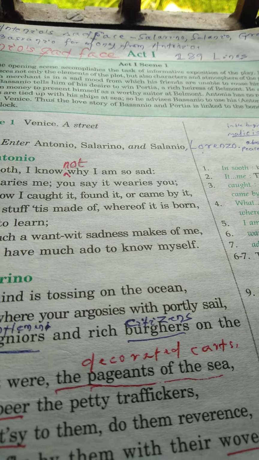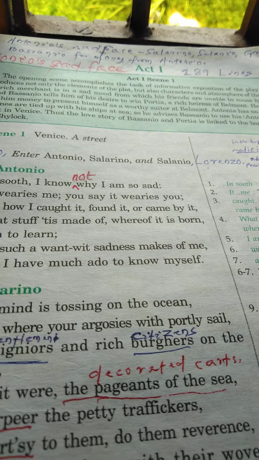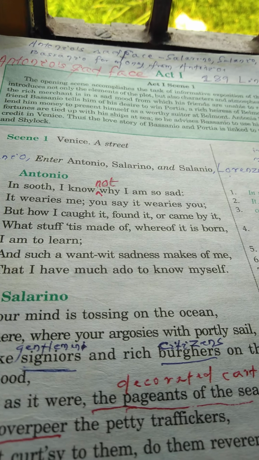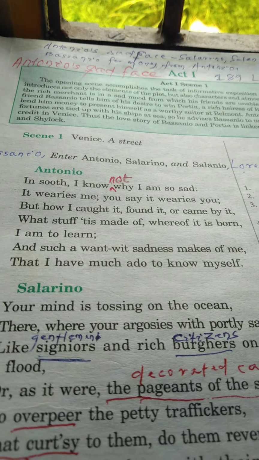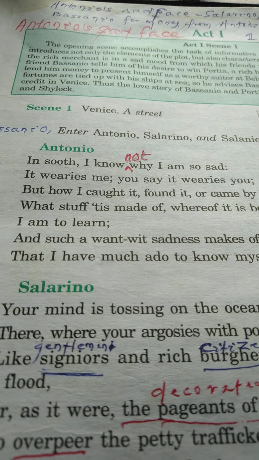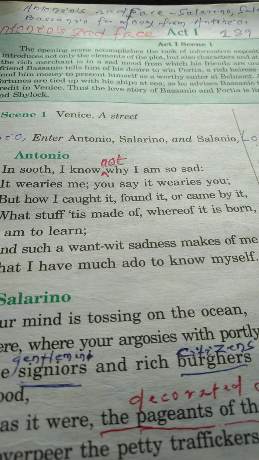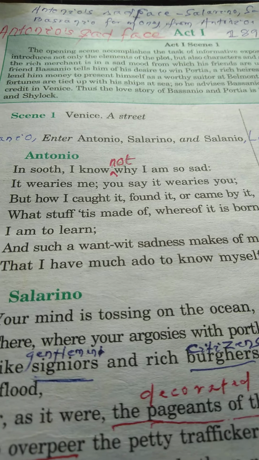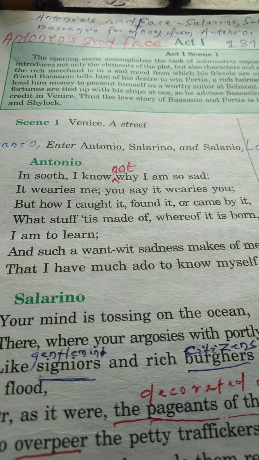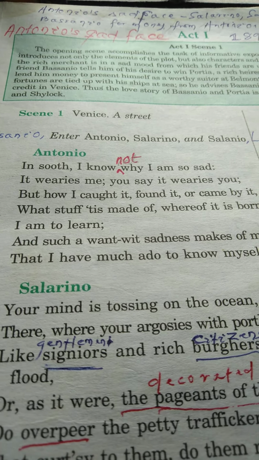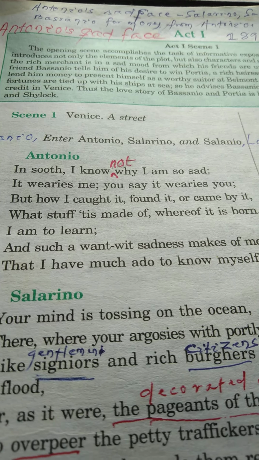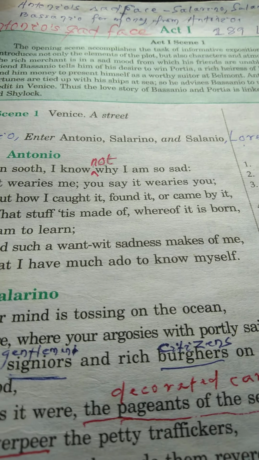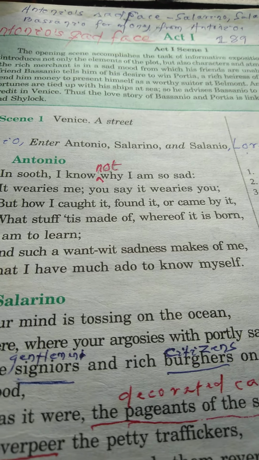"It worries me. It troubles me." That inner feeling of sadness troubles me. You say it worries you. Antonio says this to Salarino and Salanio. They approach Antonio for an informal friendly meeting.